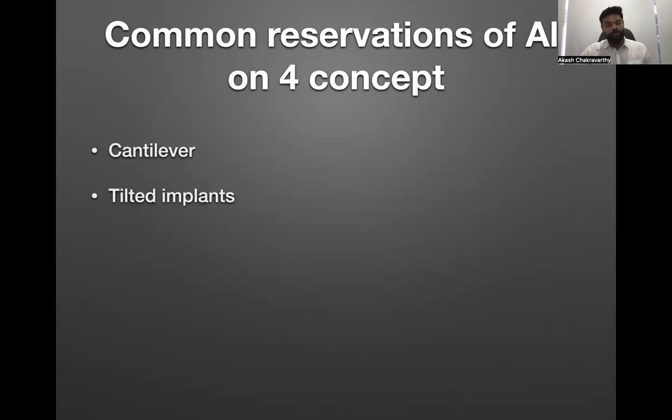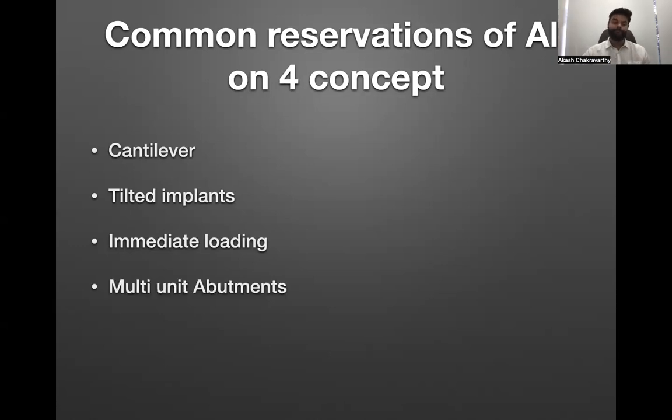Tilted implants. A lot of doctors are not comfortable with tilting their implants. Immediate loading, again, a concept which is fairly new and difficult to understand. The use of multi-unit abutments. If you're tilting your implants, it is always better to use them, there is no other option.